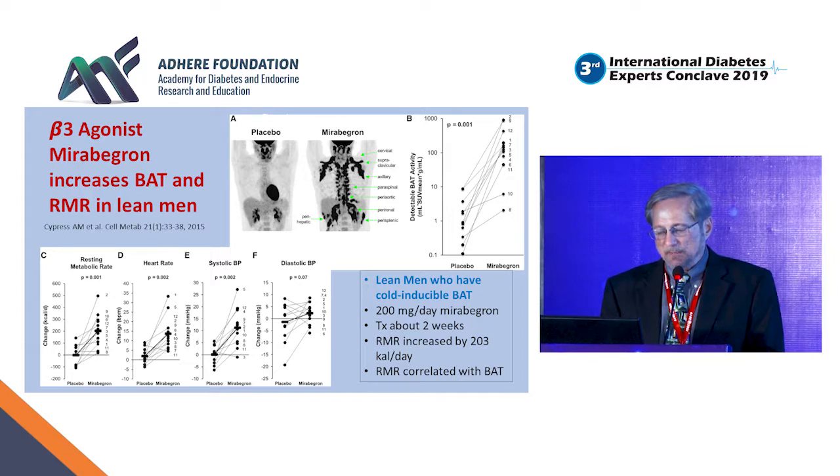We're seeing PET scan evidence here of induction of brown fat mass in multiple depots, quantified as BAT activity on the far right, increasing as a result of administration of this drug, 200 milligrams a day now for only 2 weeks. It increased resting metabolic rate by 203 kilocalories a day. And you can see the graphs, you're seeing an increase in resting metabolic rate. Unfortunately, this drug also at these high doses causes an increase in heart rate and blood pressure.